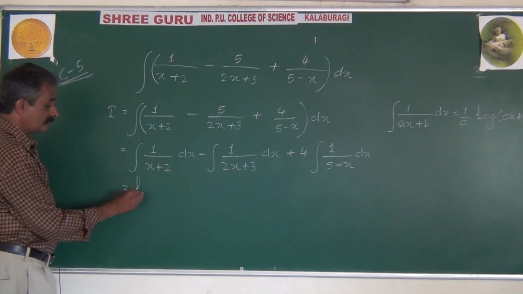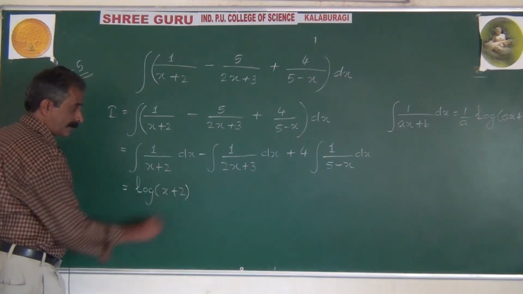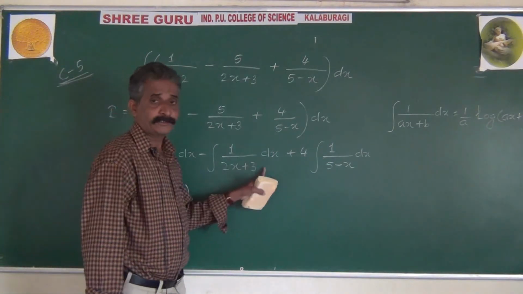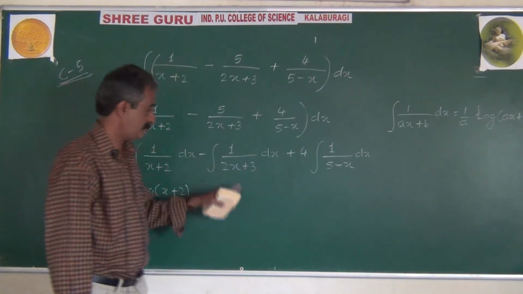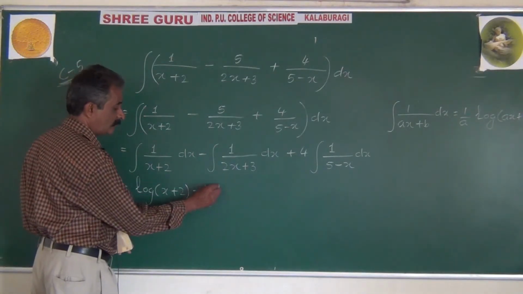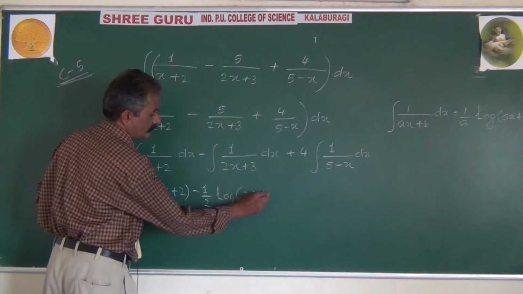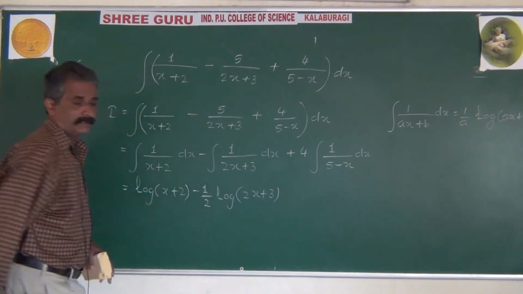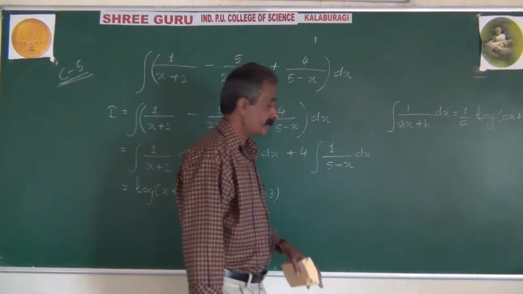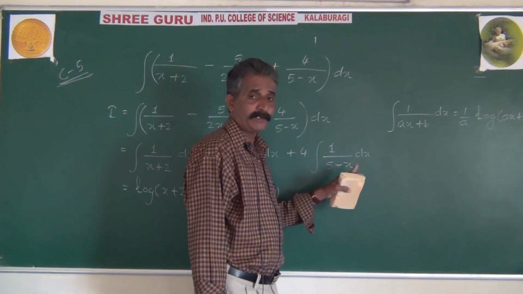First one becomes log of x plus 2. Second one, log of 2x plus 3 with an extra divided by a. What is a? 2. Means 1 by 2 log of 2x plus 3. And here is quite important. No doubt your answer is log, 100% log of 5 minus x.